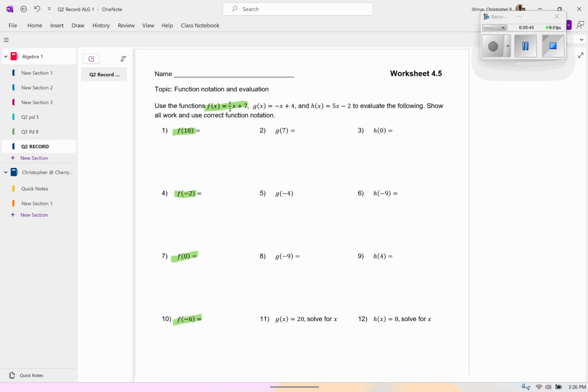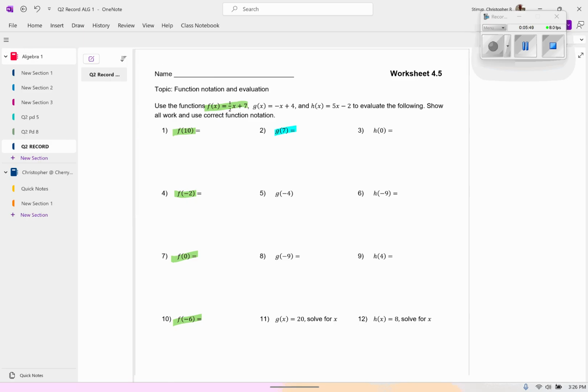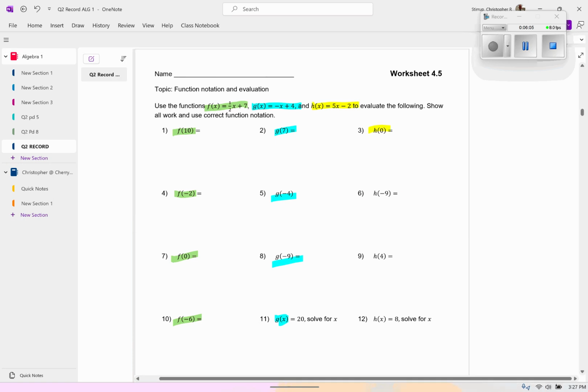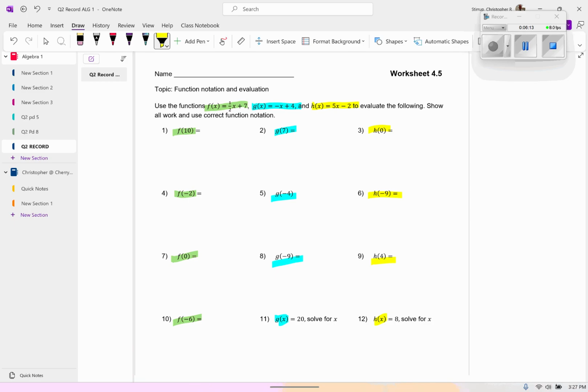I'm going to highlight this one, g at x, is this one, and we're going to use g at x down here too. Then we had h at x, which is this one. And then we'll use h at x down here. Looks like we didn't do a f at x equals a number there. That's okay. All right, so let's go ahead and solve these.